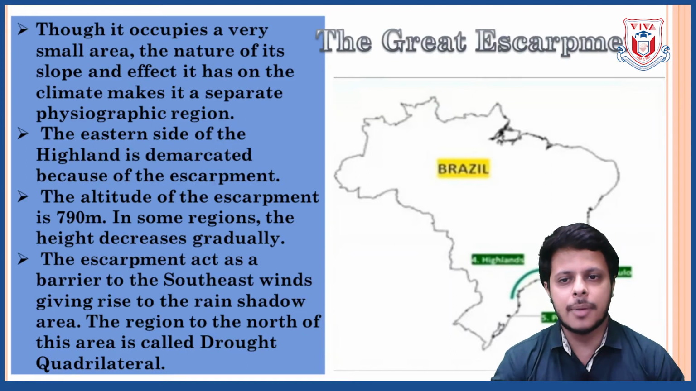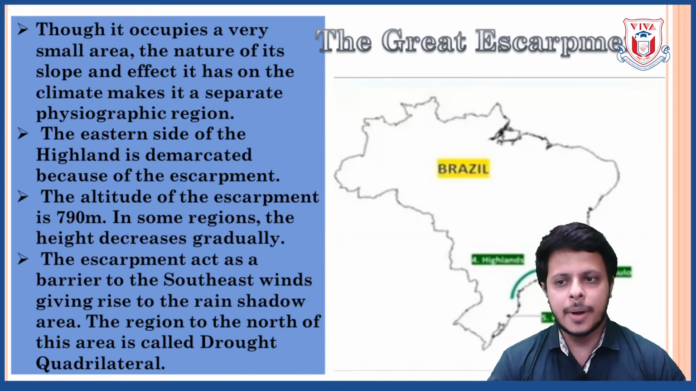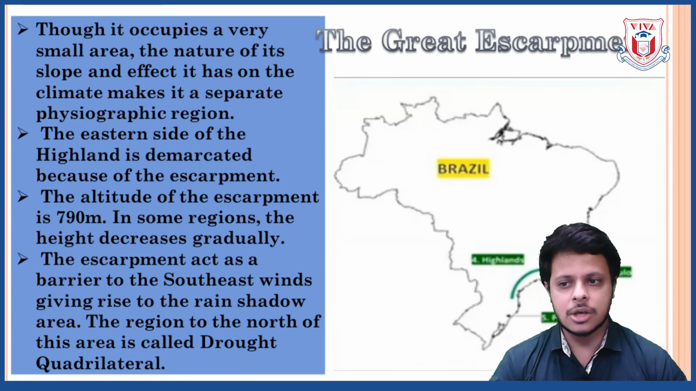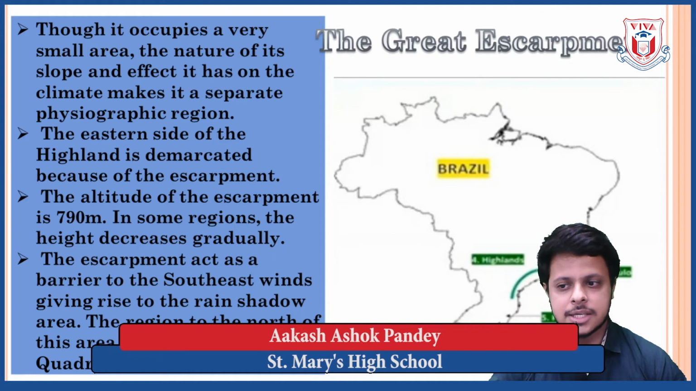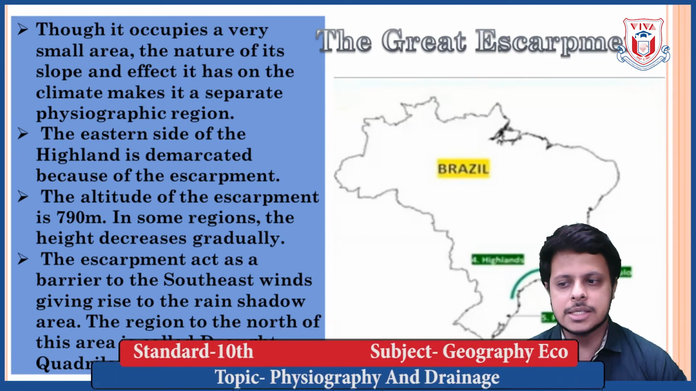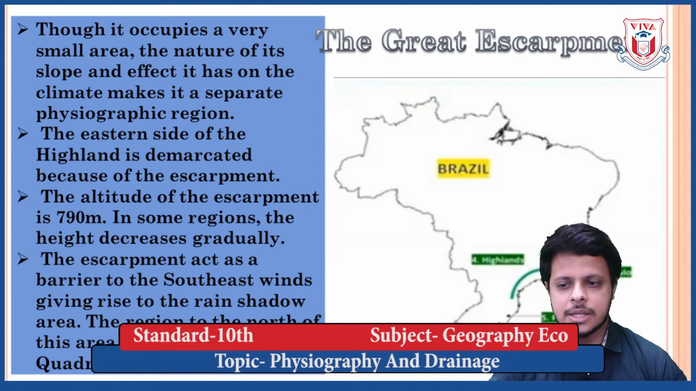Let us understand about the Great Escarpment. Though it occupies a very small area, the nature of its slope and the effect it has on the climate make it a separate physiographic region. The eastern side of the highland is demarcated, that means separated, because of the escarpment. The altitude of the escarpment is 790 meters. In some regions, the height decreases gradually.